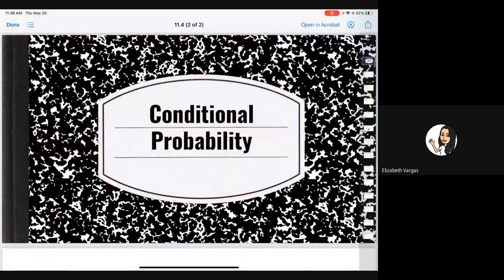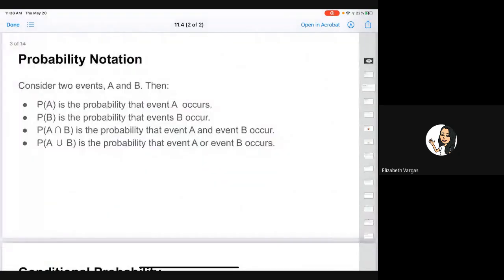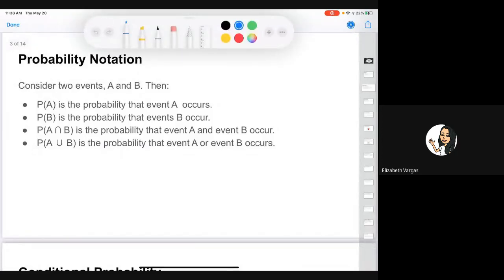All right, so today we're looking at conditional probability and how to calculate conditional probability. Things that we've looked at so far: we looked at how to notate probability. For example, here you see a P with an A. That's basically the probability of event A occurring. P with a B is the probability of event B occurring. P with this symbol is the probability of A and B occurring.